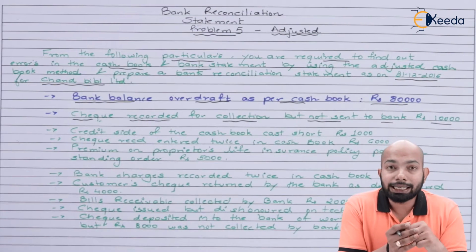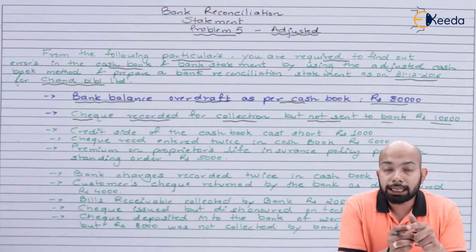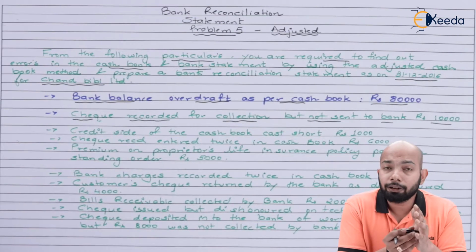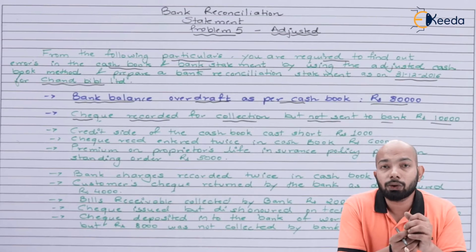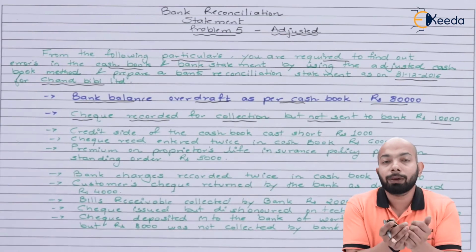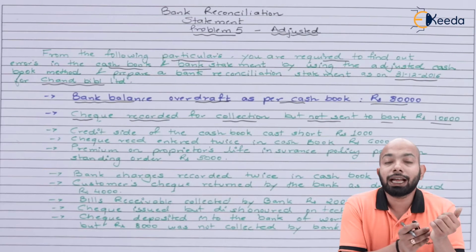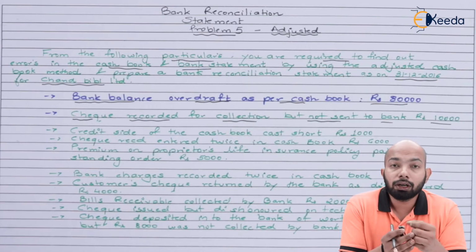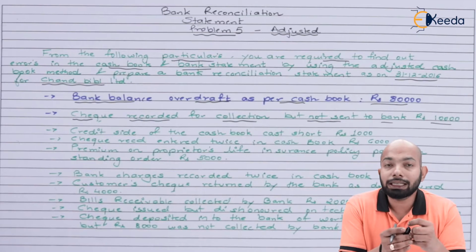Now, the next transaction is check recorded for collection but not sent to the bank, or rather it didn't go to the bank in the first place. Amount is rupees 10,000. That means a check was received from a client, and we have recorded that into the cash book, but we never sent those checks to the bank for deposit, and that amount is 10,000 here.